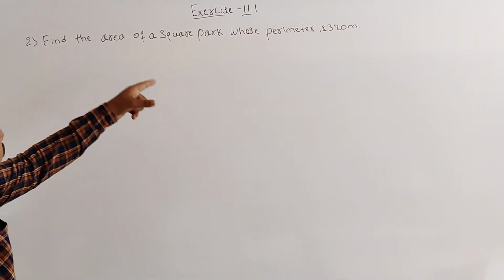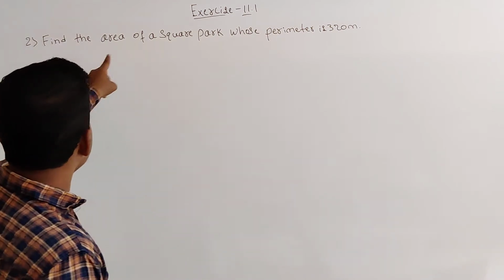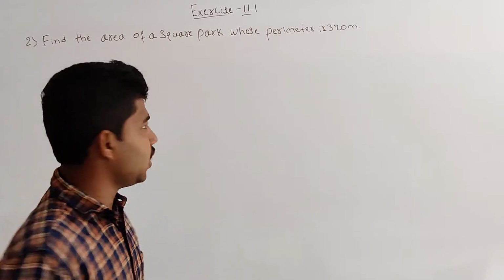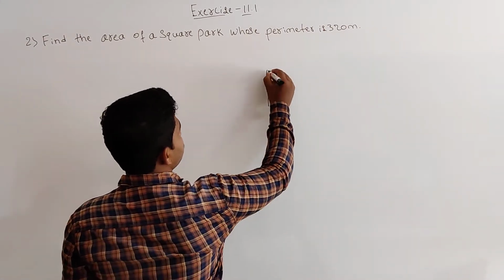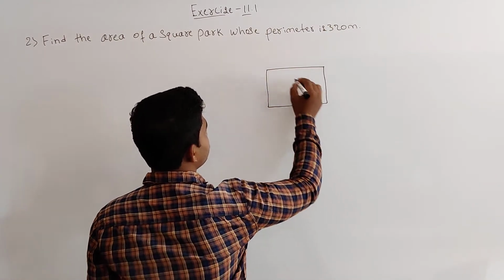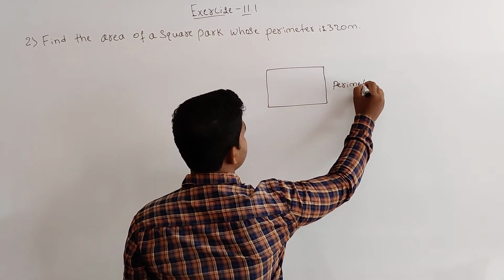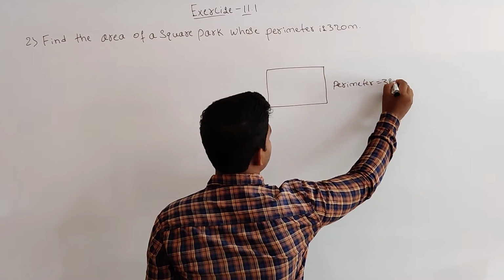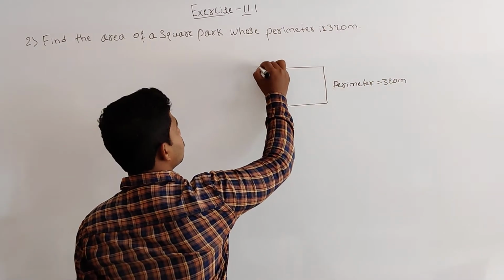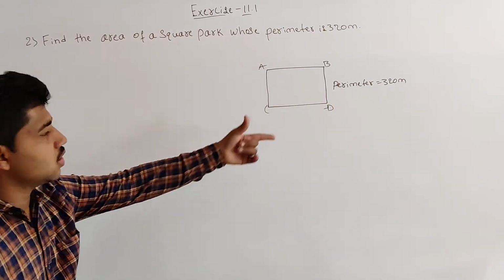Find the area of a square park whose perimeter is 320 meter. They have given the perimeter of the park. The total perimeter of the park is 320 meter.